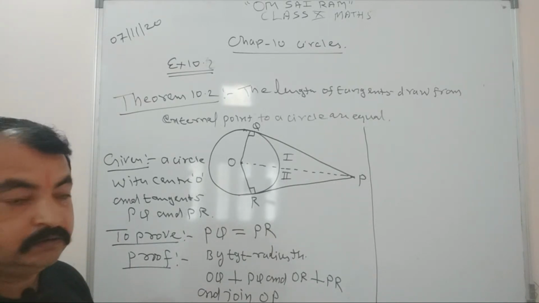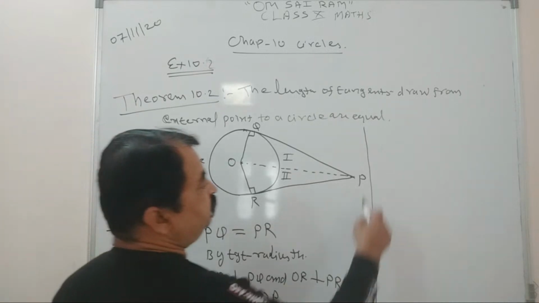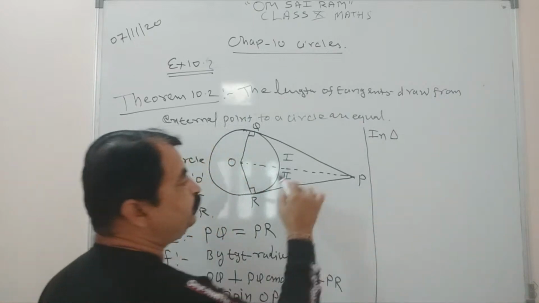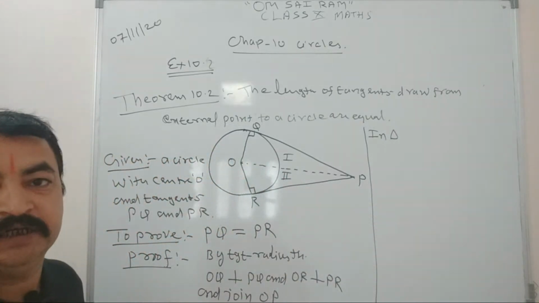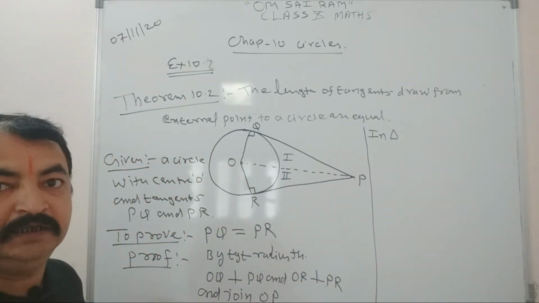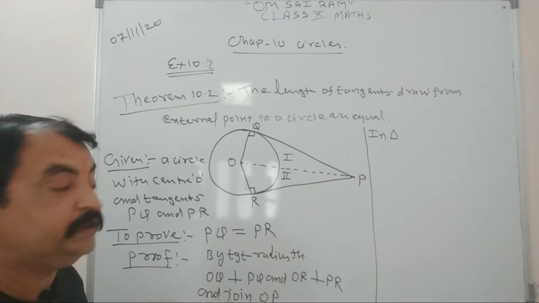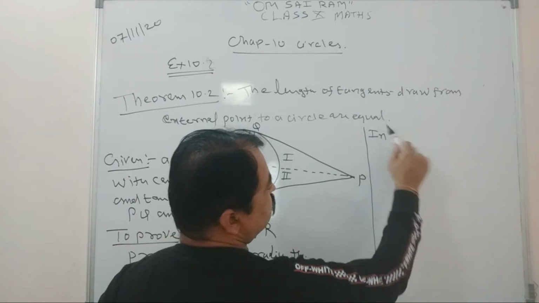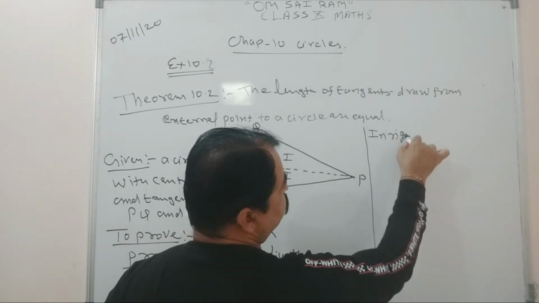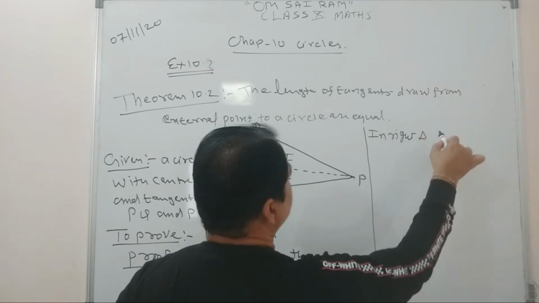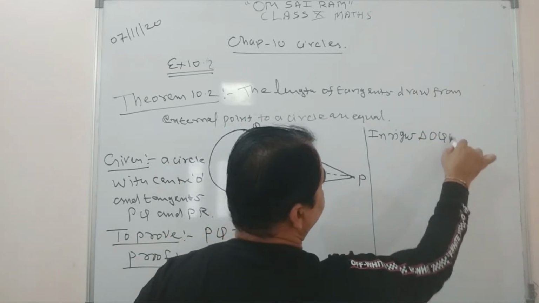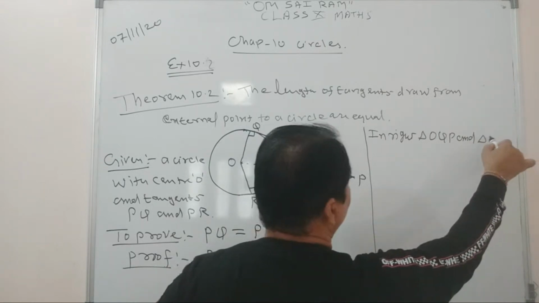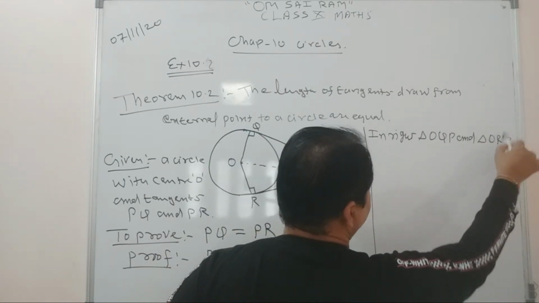So yes Raj, okay, so we write in triangle. See, whenever we have to prove congruent triangles or similar triangles, first we have to put the heading of what we are going to do, so that we have to write. So we write in right triangle OQP and triangle ORP. Okay children?